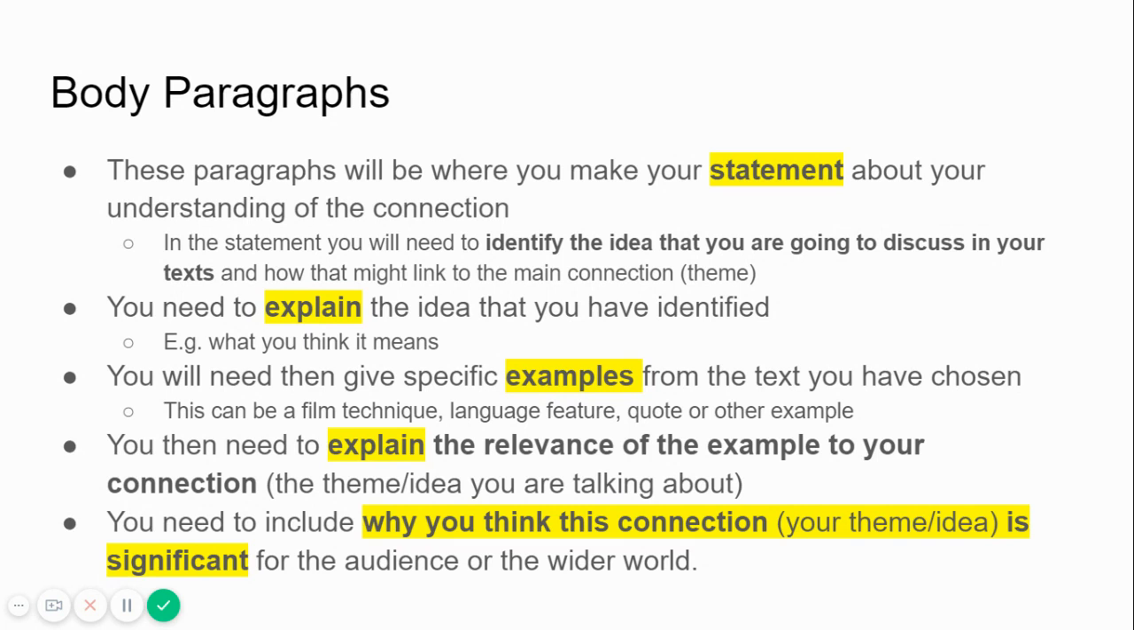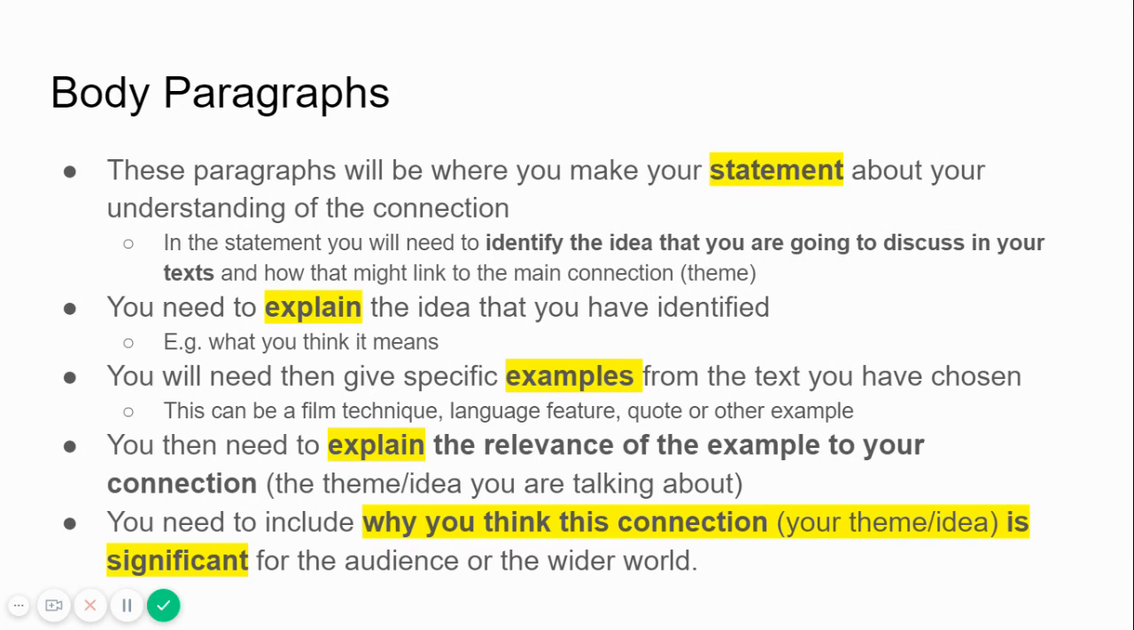Remember, the important thing about the connections assessment is you're actually being assessed on your ability to find connections between the texts rather than your ability to discuss the effect of certain technical aspects. It's good to have those examples in here because it does help to make your explanations a little bit stronger. But that is not necessarily what you're being assessed on. You're being assessed on your ability to find a connection between texts.